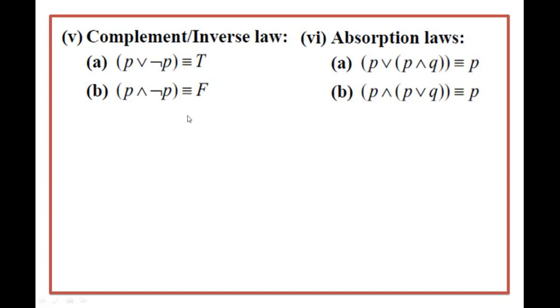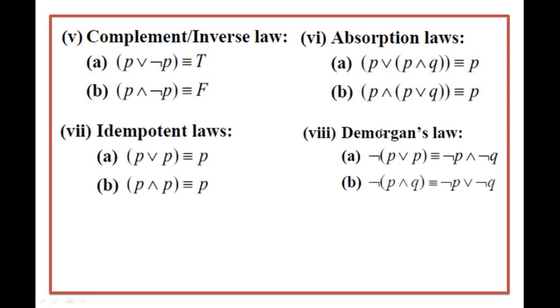The next one is the absorption law. In the absorption law, we consider two proposition variables and, at the same time, two different connectives: one is the conjunction connective, another is the disjunction connective. So we write P or (P and Q) equivalent to P, and P and (P or Q) equivalent to P. This is called the absorption law.